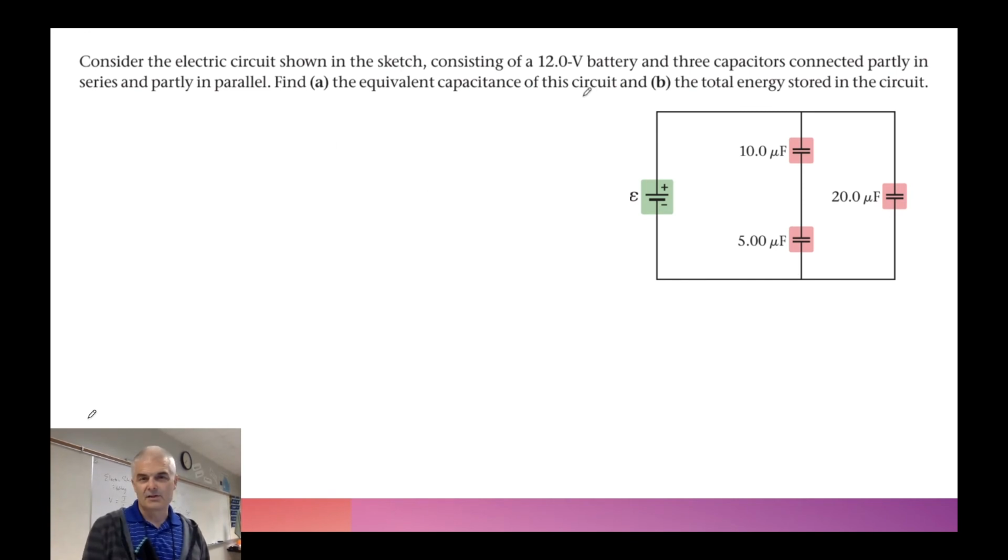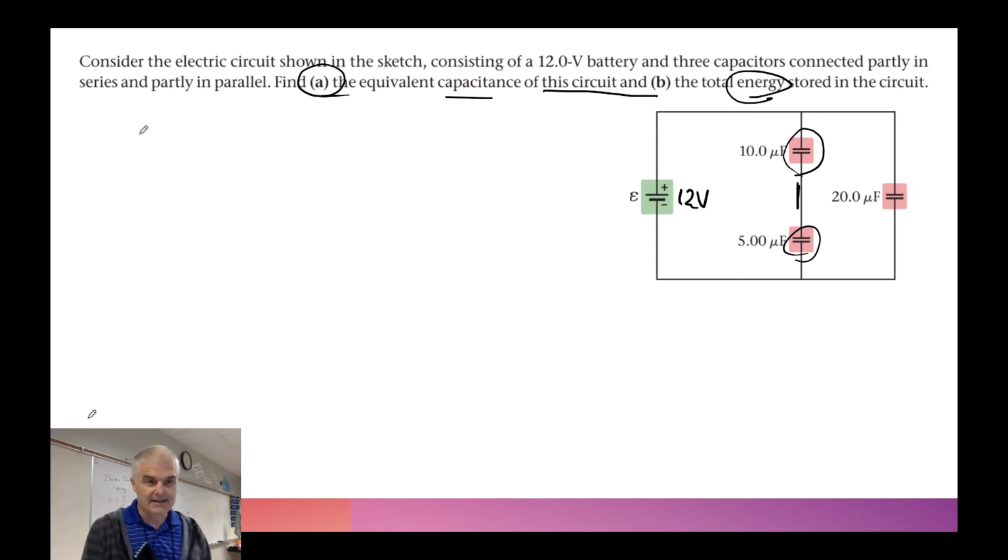We consider the circuit in this sketch. We've got a 12-volt battery, so this is 12 volts, and 3 capacitors connected partly in series. I have 2 questions. What's the equivalent capacitance, and what's the total energy stored? All right, so how are we going to do that? First of all, we've got 2 in series, and then this batch is also in parallel with this one.